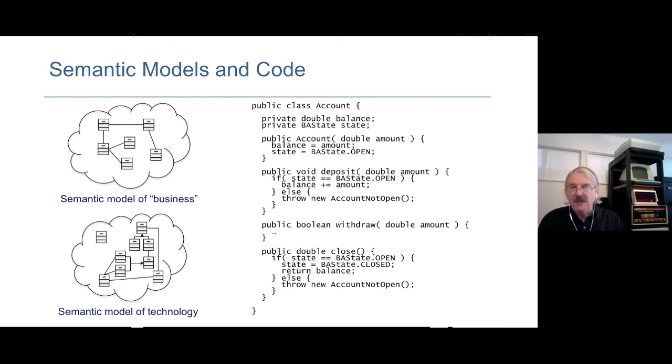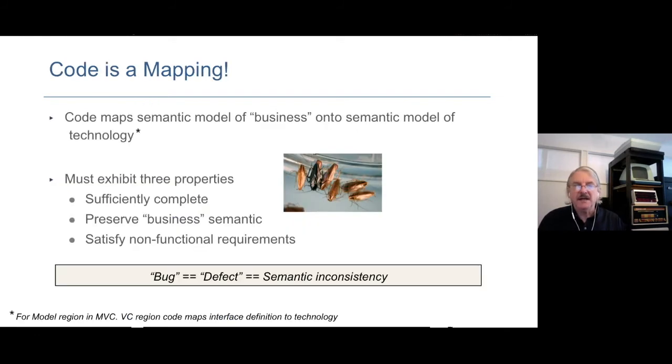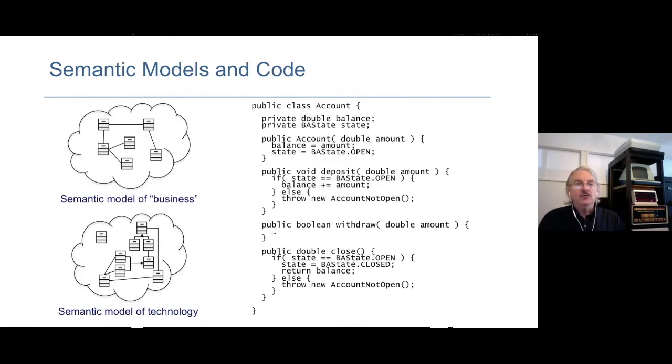Okay. And so the point here is that, at least in my experience, at least in my opinion, we have now explained the cause of 80% of software defects. 80% of software defects, in my experience, come about because you don't have a complete model of the business, or you don't have a consistent model of the business.